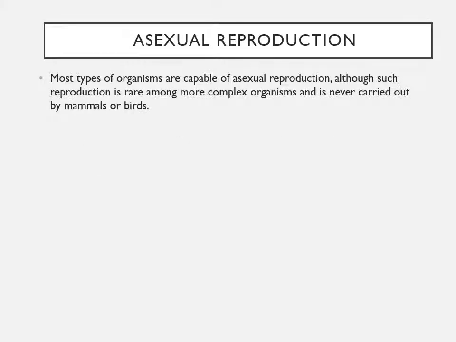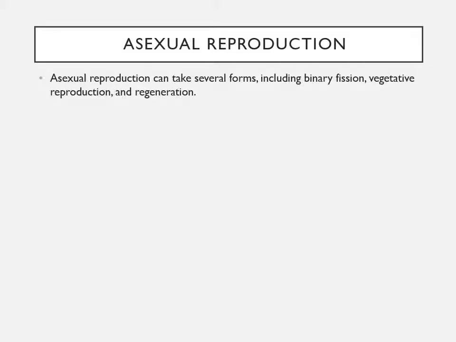Most types of organisms are capable of asexual reproduction. This is rare among more complex organisms, and it's never carried out by mammals or birds. And asexual reproduction would mean reproduction that does not involve, again, the joining of gametes such as egg and sperm. Some examples of asexual reproduction, which we'll talk about next, are binary fission, vegetative reproduction, and regeneration.